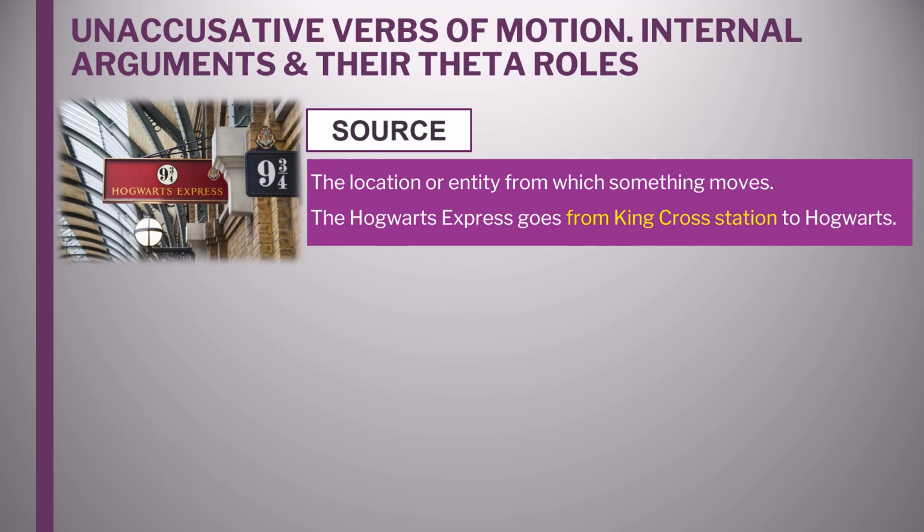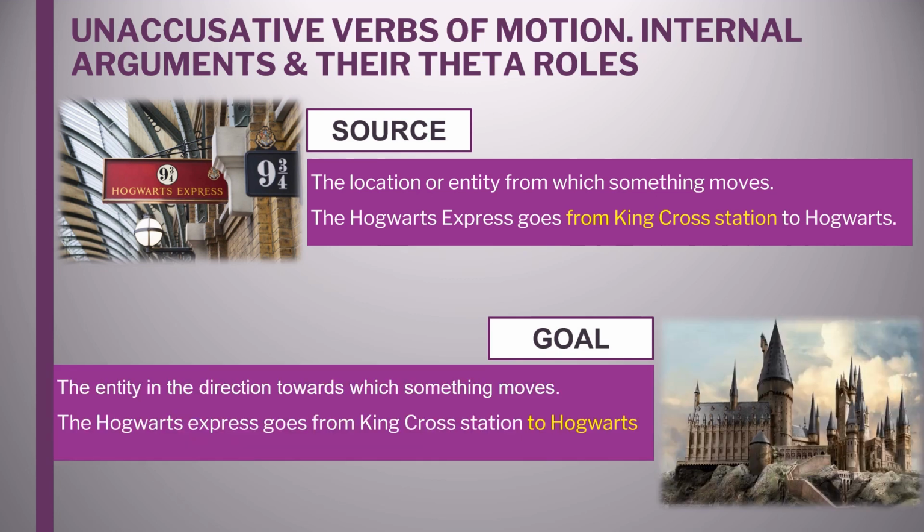Also, unaccusative verbs of motion can assign the theta role of goal. This is the entity in the direction towards which something moves. For example, in the same sentence above, the PP to Hogwarts is a goal, because it is the direction towards which the Hogwarts Express moves. In the next slide, we will see the theta role unaccusative ergative verbs assign to their internal argument.